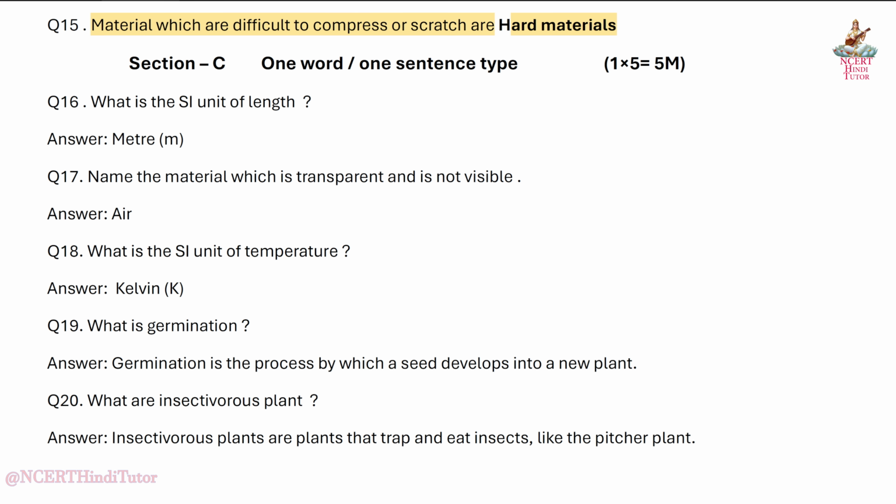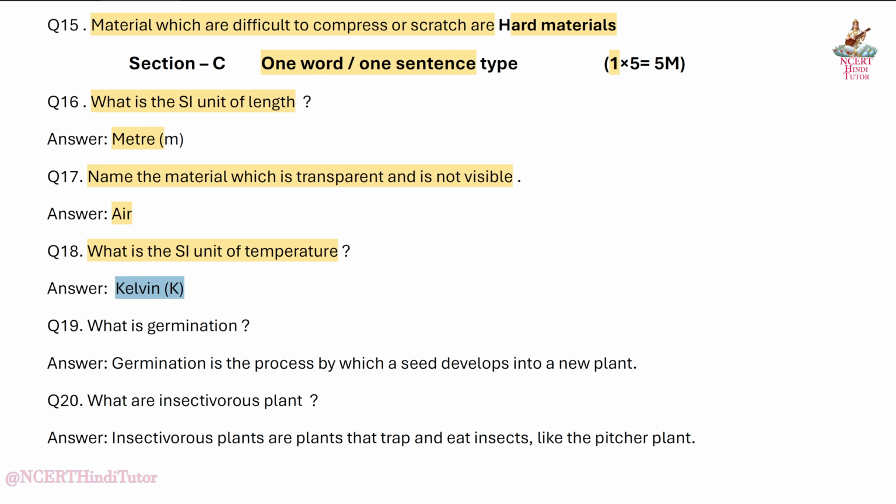Section C, one word, one sentence type, carrying 1 mark each. Question 16, what is the SI unit of length? Answer meter, m. Question 17, name the material which is transparent and is not visible. Answer air. Question 18, what is the SI unit of temperature?